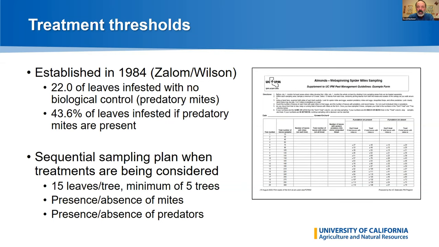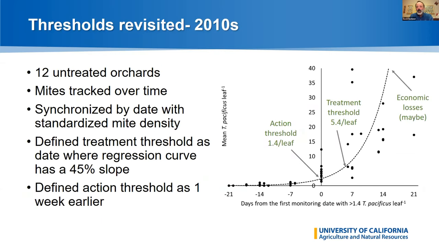Now, in our case, we look back at this and say, wow, 1984, that's a long, long time ago. A lot has changed in the almond industry. The industry's in different places. Yields are, I'm guessing, doubled, if not more, since back then. So a lot of things have changed and the spray programs have changed. So what's going on nowadays?